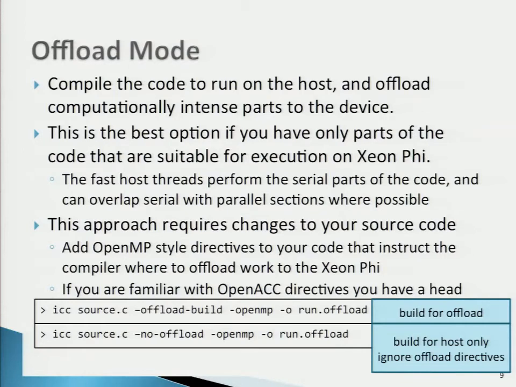I'm sorry if I keep on mixing up the terms KNC, MIC, and Xeon Phi, because we've been calling it KNC for months now, and then they went and changed the name on us recently, so we're still adjusting. And to build for offload, you add the directives to your code, and then you just pass this flag to the compiler. And then if you want to run the same code just on the host, you just change the flag to no offload.